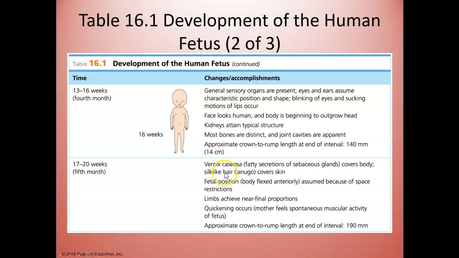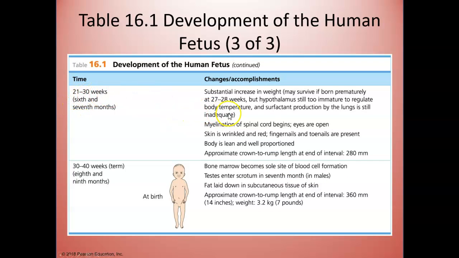Then 17 to 20 weeks, vernix caseosa, a fatty secretion, covers the body. Our whole body at some point is covered with this fine silk-like hair called lanugo. And then the fetal position, with the knees tucked in and the arms in front, is assumed just because of space constraints. Limbs reach close to final proportions at this point. And this is the quickening, where the mother can feel the movement of the fetus. So now we're about 190 millimeters, 19 centimeters.